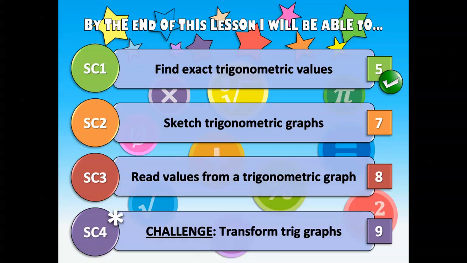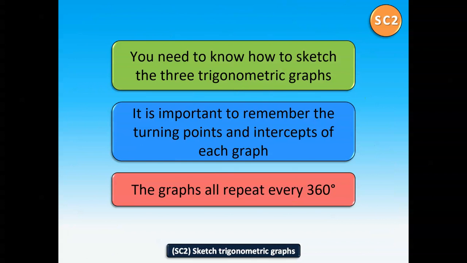So now we're going to move on to number 2, and this is to sketch trigonometric graphs. So you need to know how to sketch the 3 trigonometric graphs. It's important to remember the turning points and the intercepts of each graph. The graphs all repeat every 360 degrees.